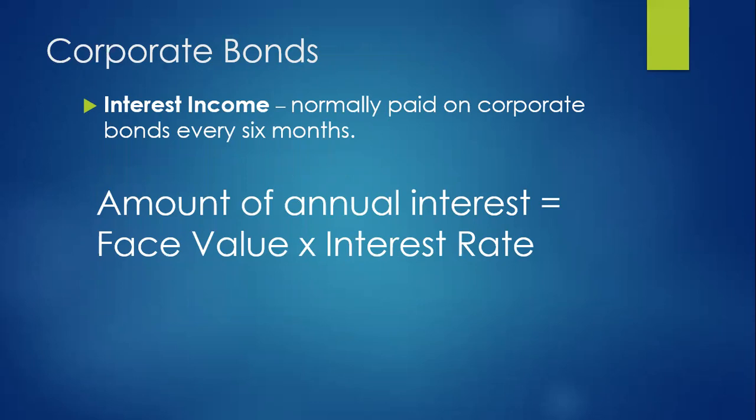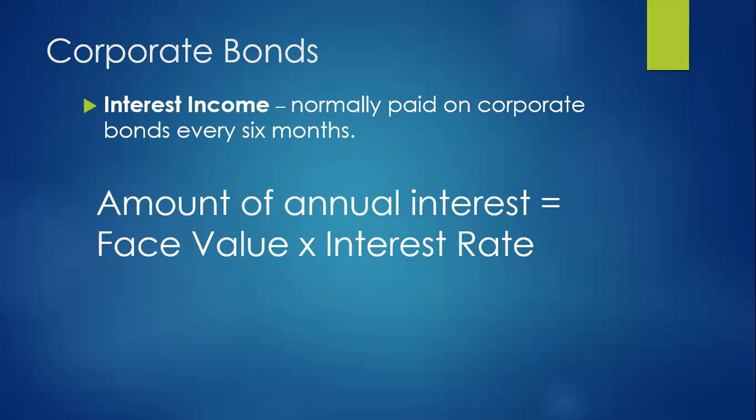All right, we have a few formulas I want to look at really quick. I want to show you our interest income. That is normally paid on corporate bonds every 6 months. So typically the interest is paid every 6 months. To figure out the amount of annual interest, you take the face value, which is typically $1,000, times the interest rate. And if it's paid every 6 months, you're going to have to divide that by 2.